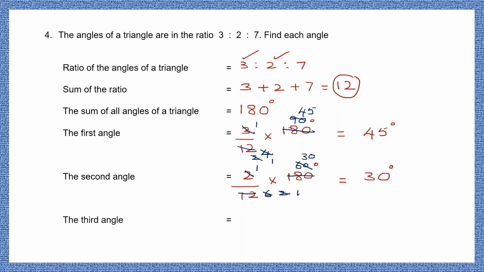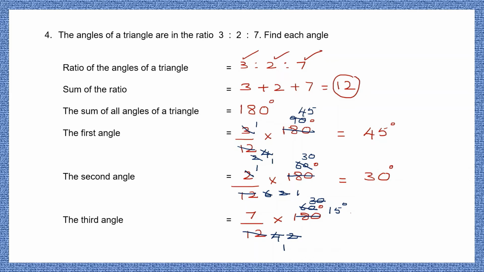Our third angle, take the third number, which is 7 in the ratio, 7 by 12, which is the sum of the ratios, into 180 degrees. Let's cancel. I can cancel 12 and 180 by 3. 3 fours are 12. 3 sixes are 18 and a 0. I can cancel both by 2. 2 twos are 4. 2 threes are 6, 30. Again I can cancel. 2 ones are 2 and 15. Okay, 2 15s are 30.